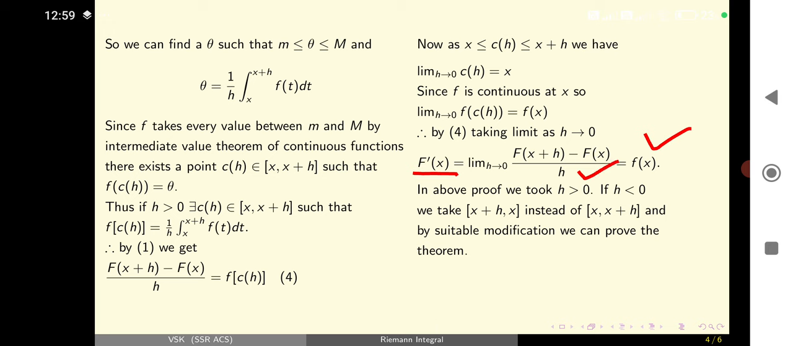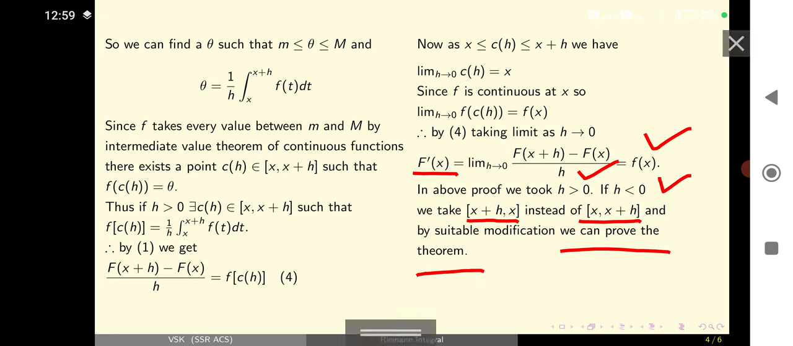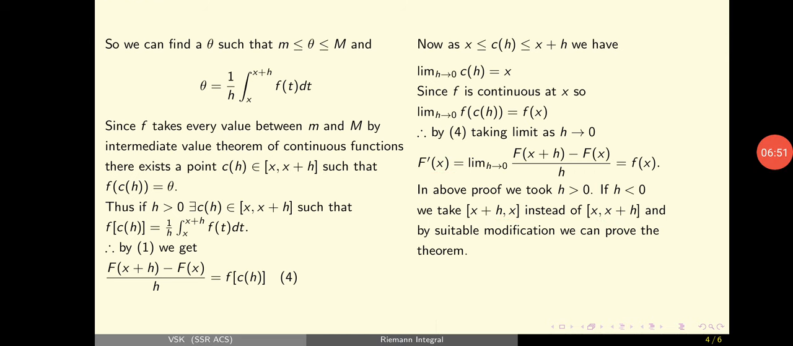In place of this, if we take h less than 0, we can start with the interval x plus h to x, because h is less than 0, instead of x to x plus h. And by suitable modification, we can prove the theorem in that case also. So in this way, this theorem is proved.